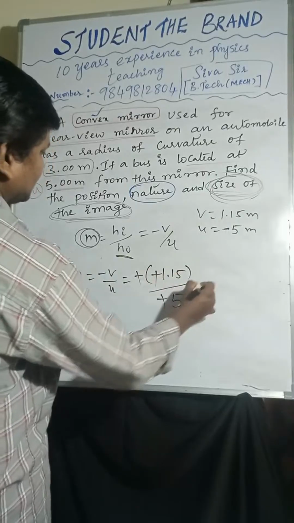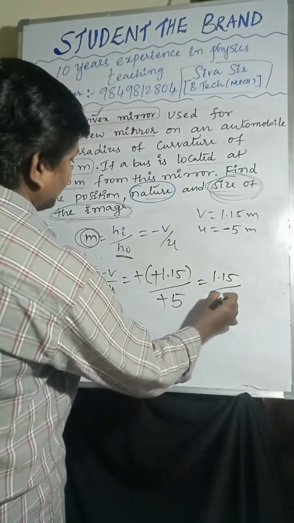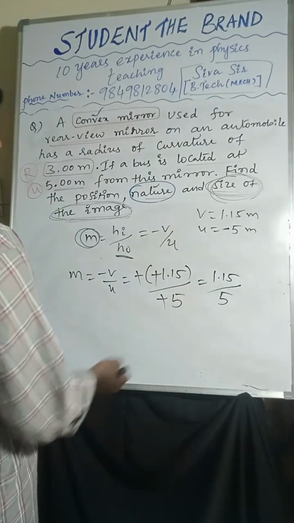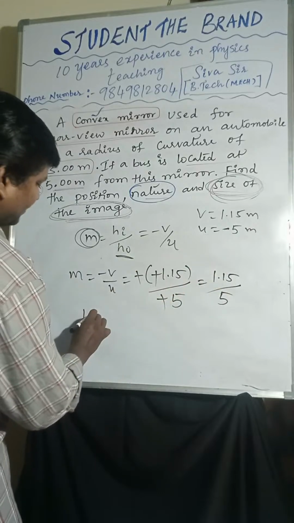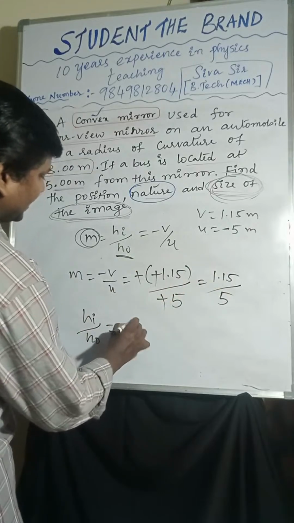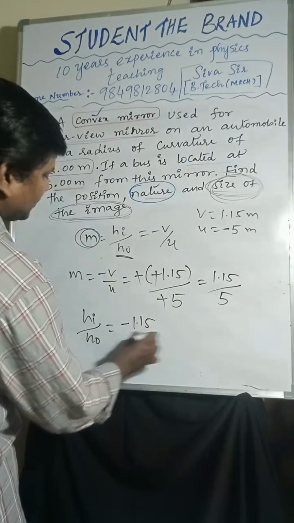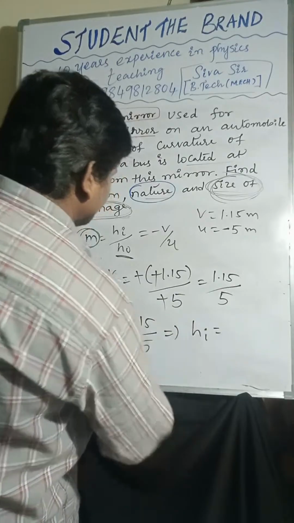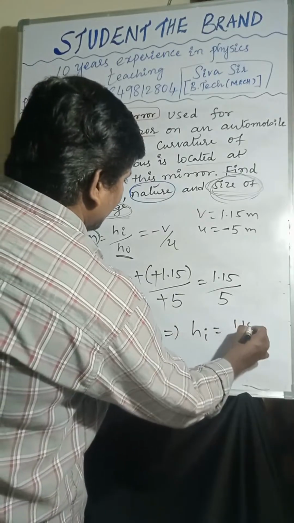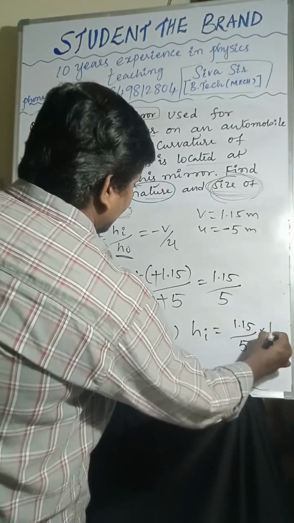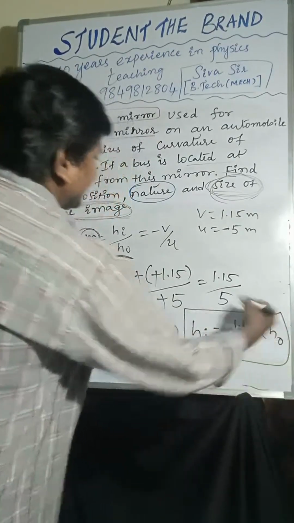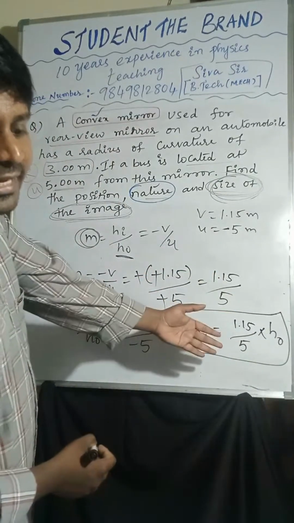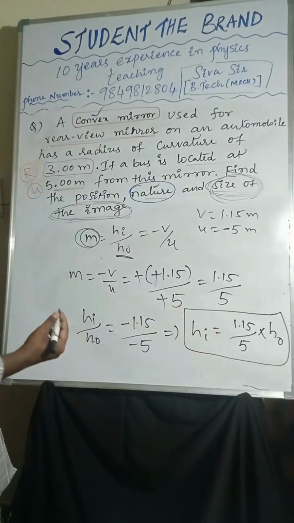So positive, then 1.15 by 5. Correct? If you solve this, how much will you get? Either this way we can say, or height of the image by height of the object. So minus 1.15 by minus 5. So if you take height of the image equal to 1.15 by 5 into height of the object, like this also we can tell, by the factor. Clear? Let me know.